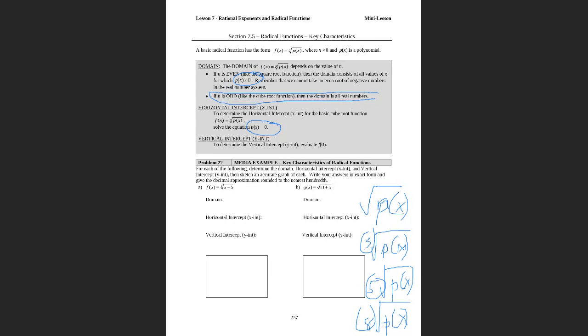All right. Problem 22 is in the media lesson, so I'm not going to do that. But let's look at this one. We have a fifth root of 20 minus x. Now, what is the domain? Remember, 5 is an odd number, so it's all real numbers. What about the horizontal intercept? It's the same for both even and odd. So it's p of x equals 0, which is 20 minus x equals 0. X equals 20.